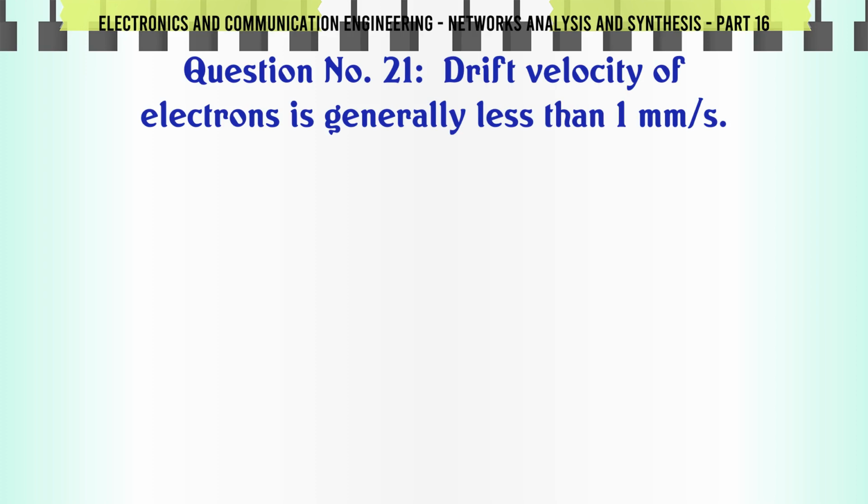Drift velocity of electrons is generally less than 1 mm/s.